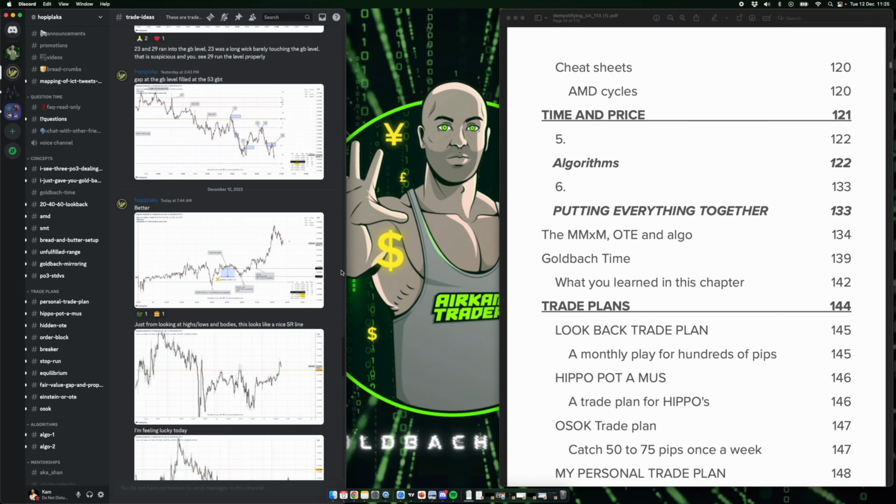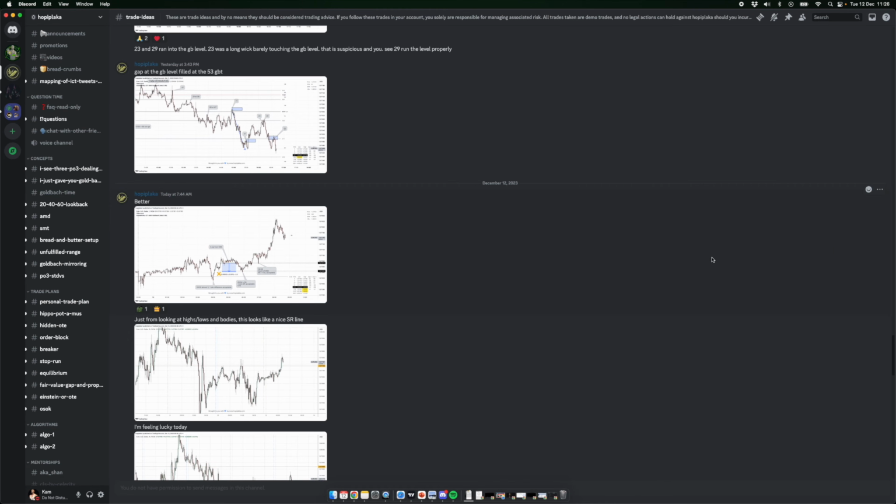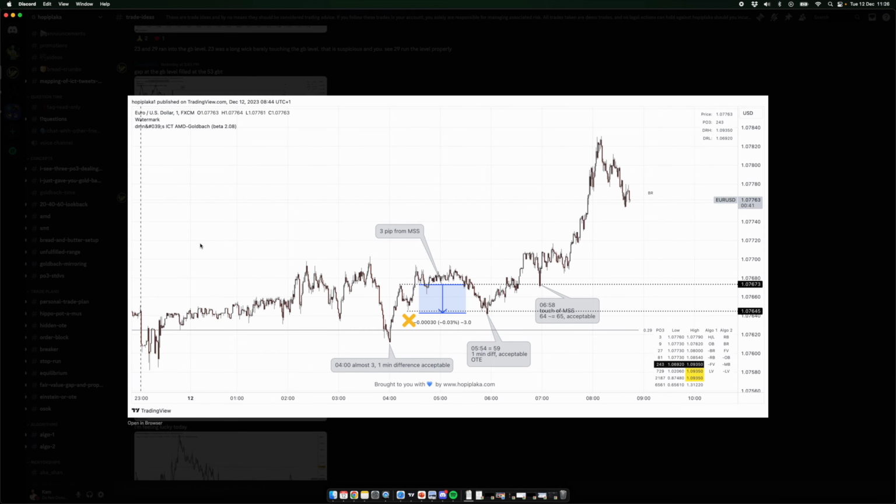Now, obviously, I have been given permission to go over Hoppy's trade. I'm not just going into the Discord and ripping the Discord off, but I've been given permission to provide a little bit of insight into Hoppy's trade. So this is the trade he took this morning. Now, it's not going to make a lot of sense to you unless you study the chapter on time.